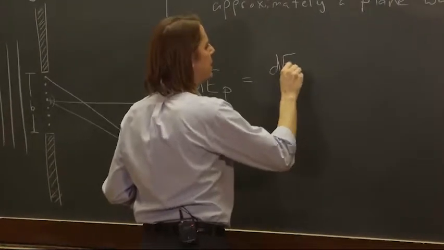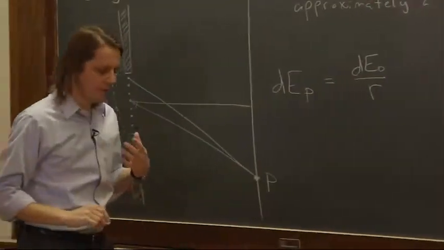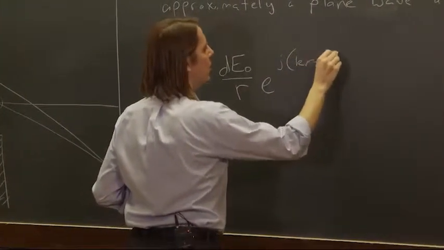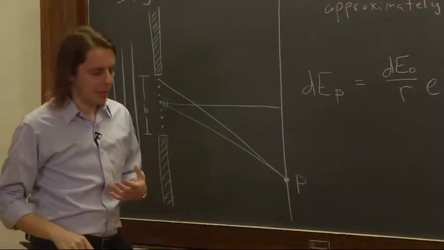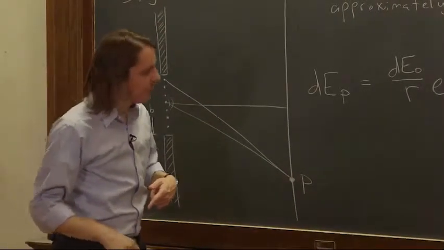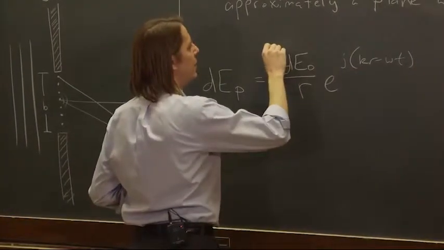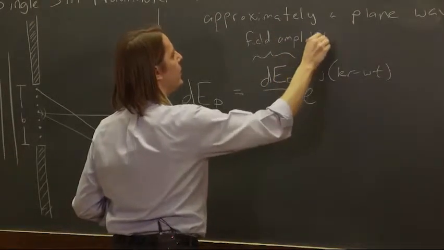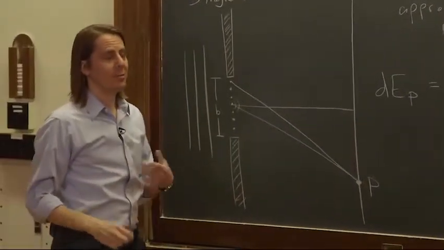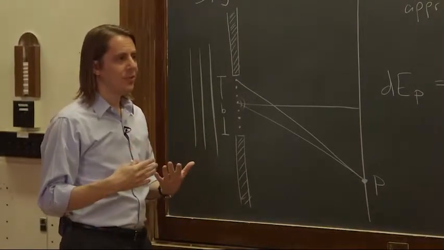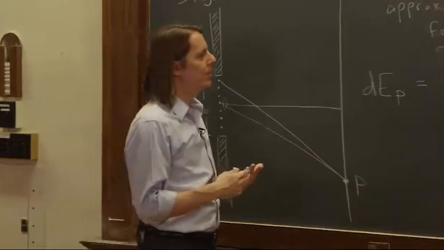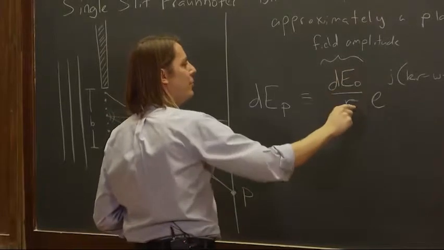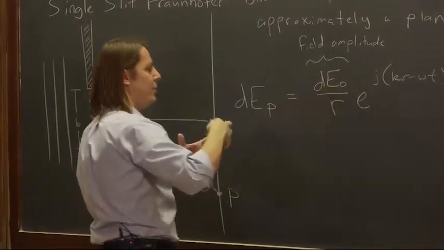We'll call it dE_0 over r. That's the amplitude of the wave. And then e to the j(kr minus omega t). In that amplitude term, this is called the field amplitude, dE_0. It's different from the amplitude of a plane wave. The amplitude of a plane wave is constant, and it has the same units as an electric field, newtons per coulomb. This field amplitude has the units of electric field times meters, because you have the 1 over r here. The amplitude has to go down as you move out.